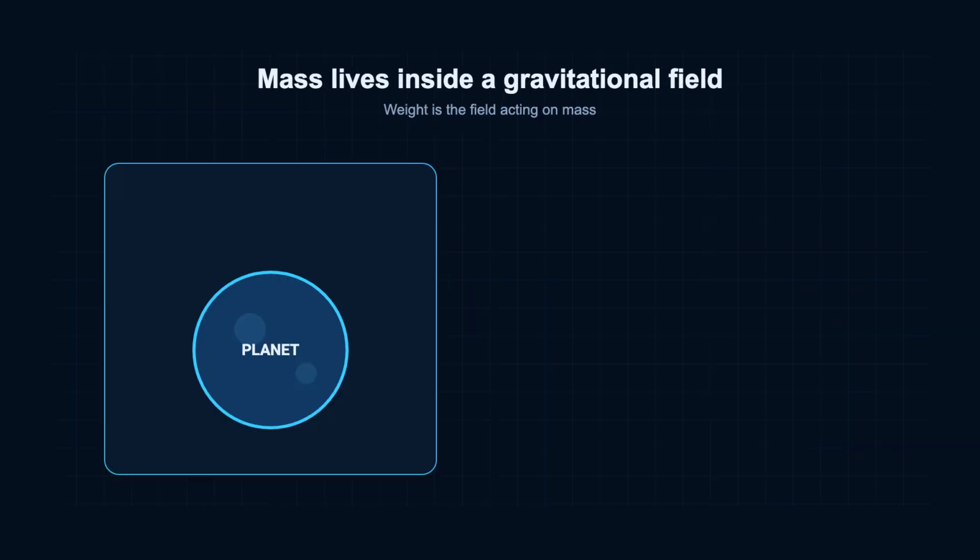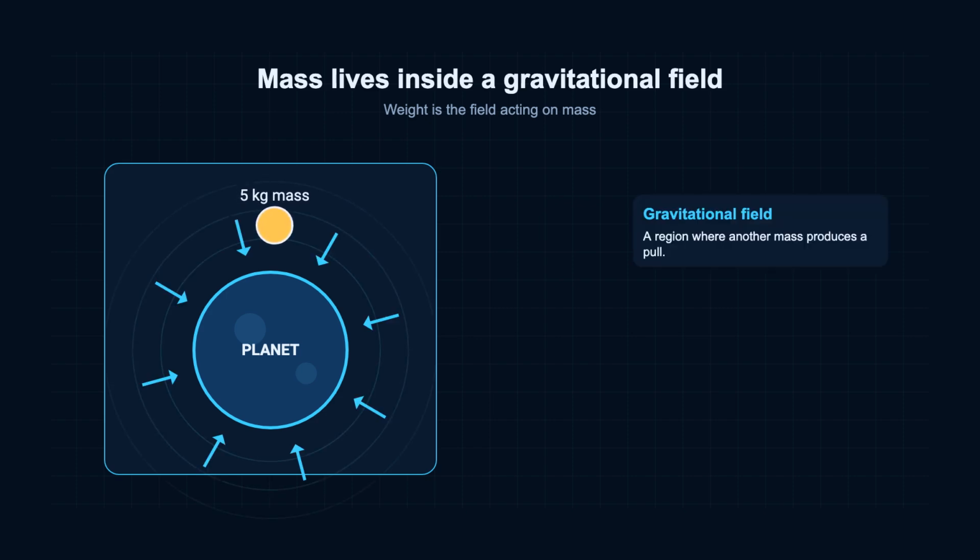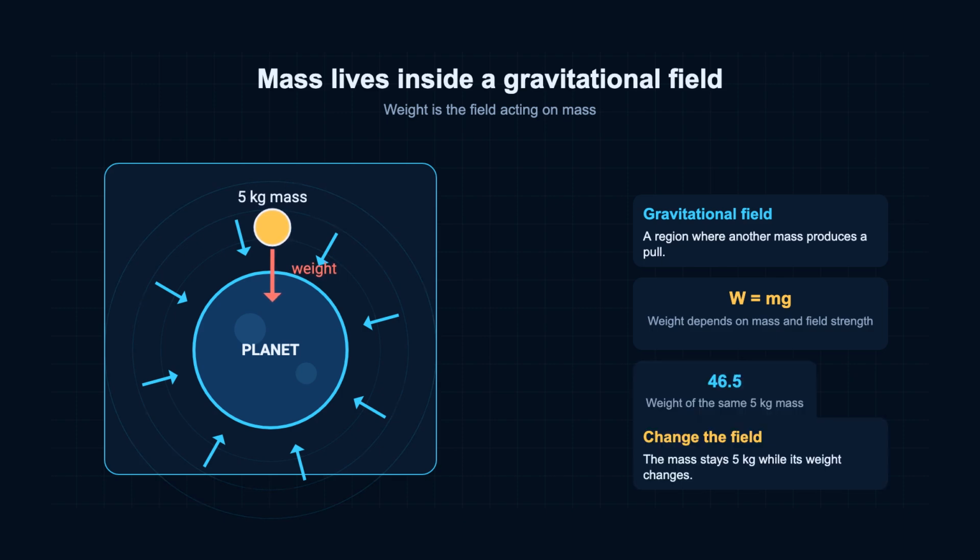Here's a deeper way to picture why that pull exists at all, which goes a little beyond the core idea. Every mass sits inside a gravitational field, a region of space where another mass, like a planet, reaches out and pulls on anything nearby. Weight isn't some separate property stored inside the object. It's the effect of that surrounding field acting on the object's mass. Change the field, and you change the weight, without touching the mass at all.